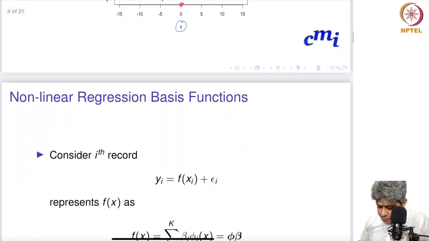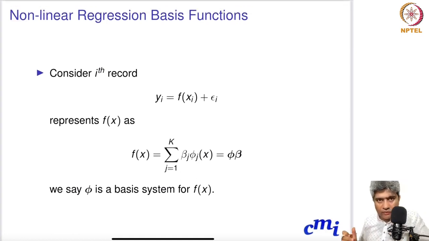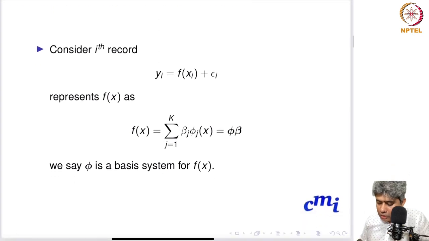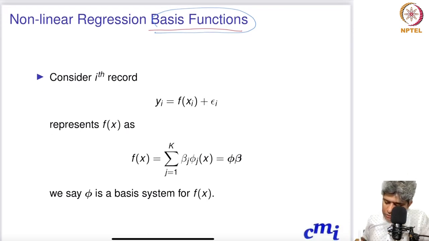So let us try to formalize the mathematical construction of this through something called basis function. This is the basis function expansion. Let's talk about it. Suppose the ith record is yi equal to some function of xi plus epsilon i.